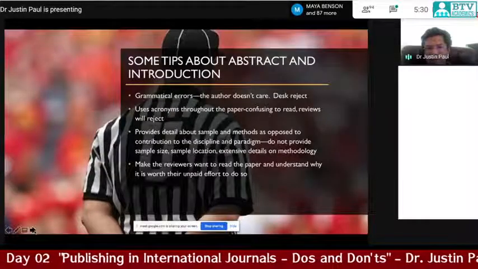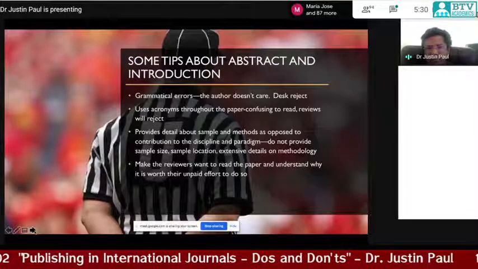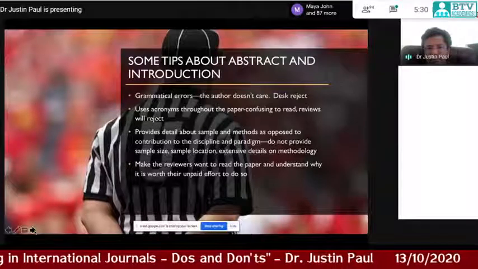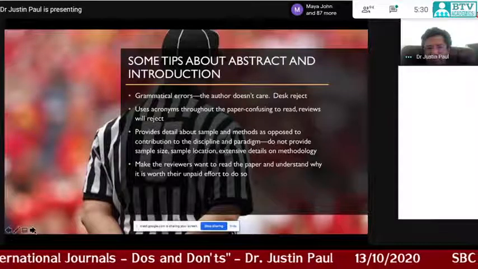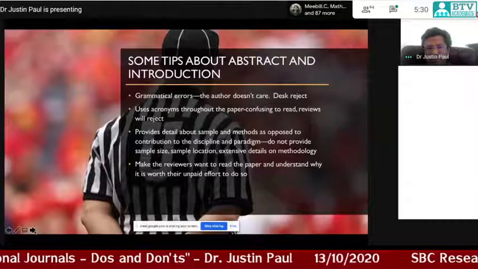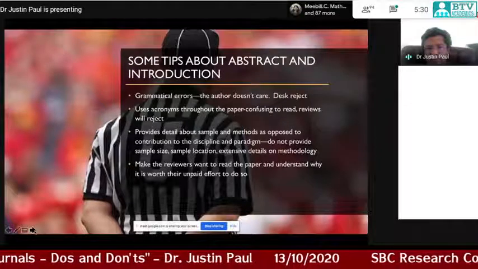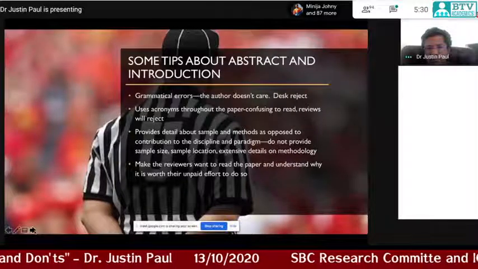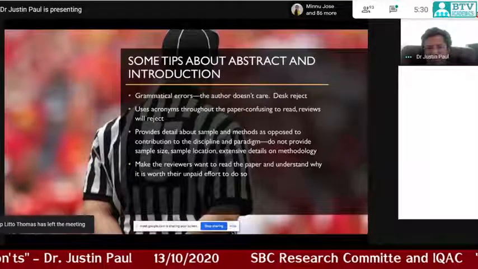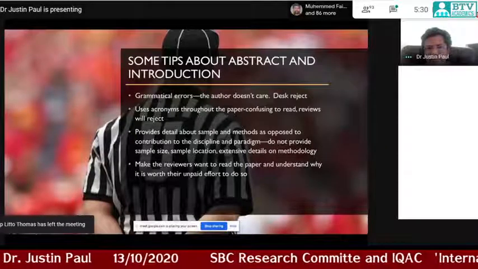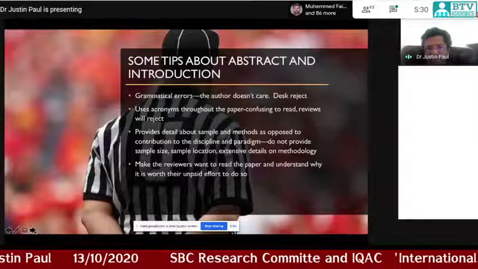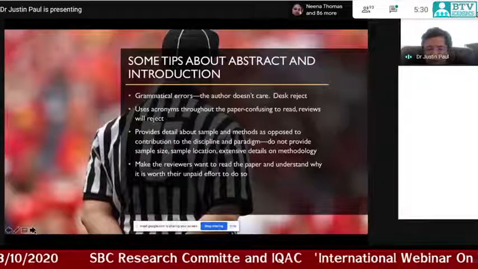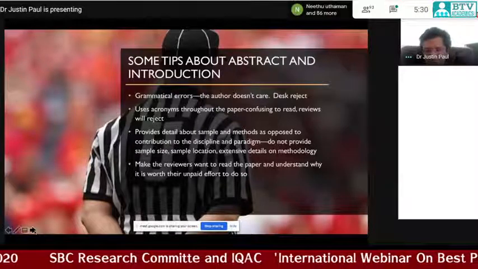Sometimes some tips about abstract and introduction. Some authors submit papers with grammatical errors even in the abstract and introduction. If one or two grammatical errors are there in the abstract and introduction, the journal will reject it. So make sure that you don't use any confusing acronyms in the paper, because either the editor or reviewers will reject your paper.